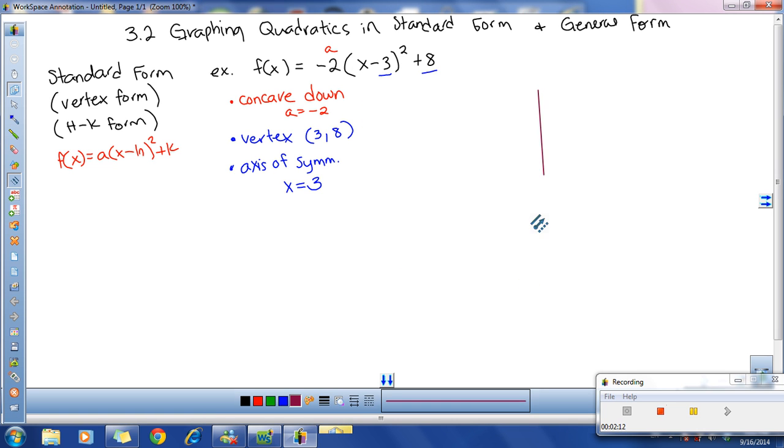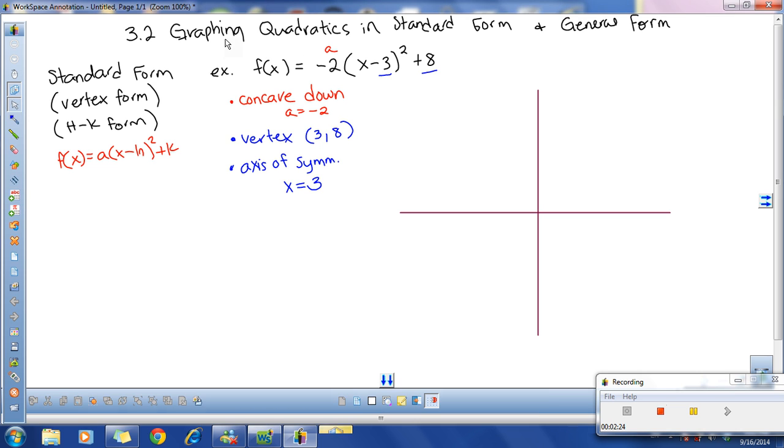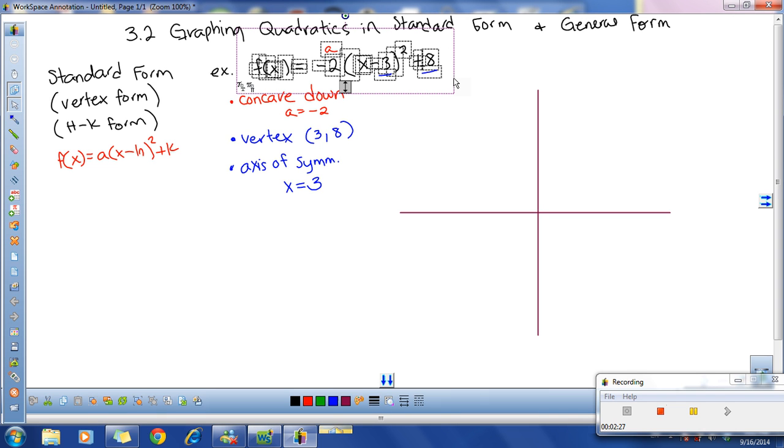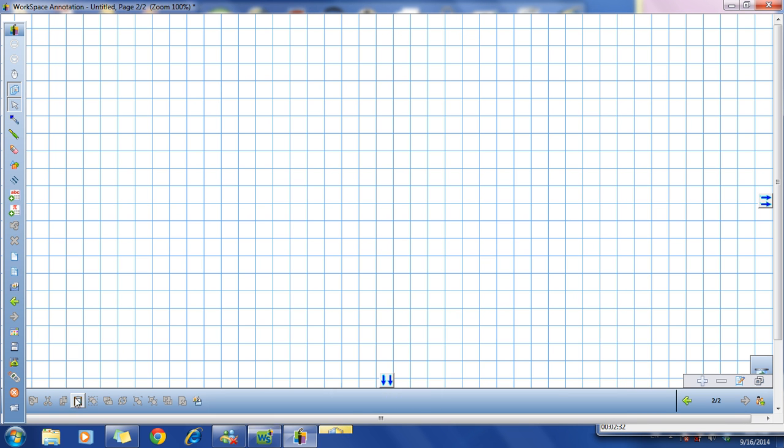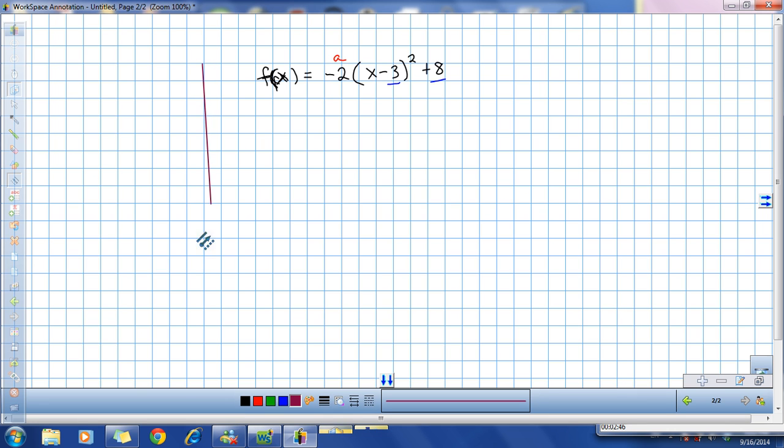So, draw my axes. Or better yet, let me have real graph paper. I'm going to copy my equation. Copy that, graph paper, paste it. It came out looking almost the same. That's f of x right here. Alright, so using my graph paper, now I can be more accurate.